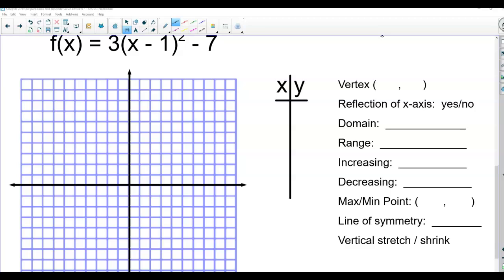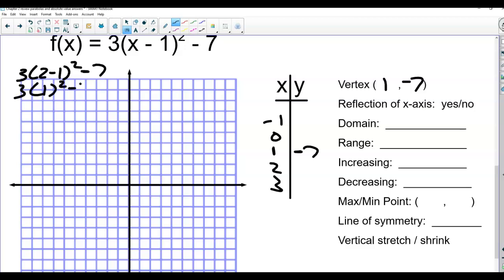My vertex, 1, negative 7. I'm putting that in the middle of my chart. 2 and 3, 0 and negative 1. So, 3 (2 minus 1) squared minus 7. 3 times 1 squared minus 7. I can't stress enough. You square the 1 first. It's not 3 squared. It's 3 times 1 squared. So when x is 2, it's negative 4. When x is 0, it's negative 4.